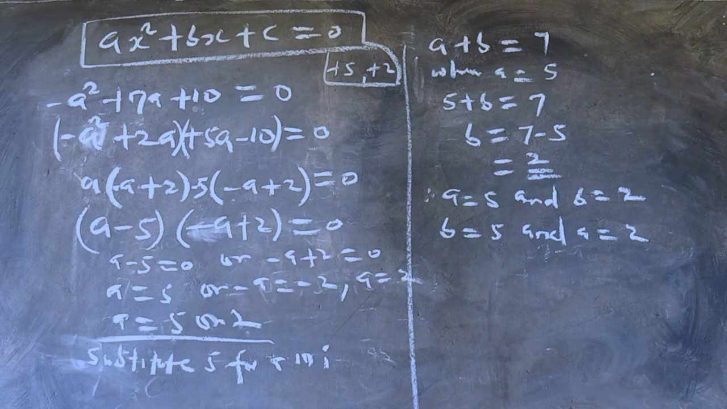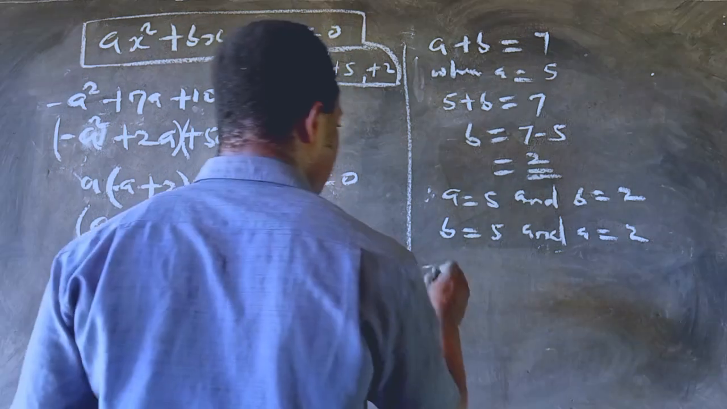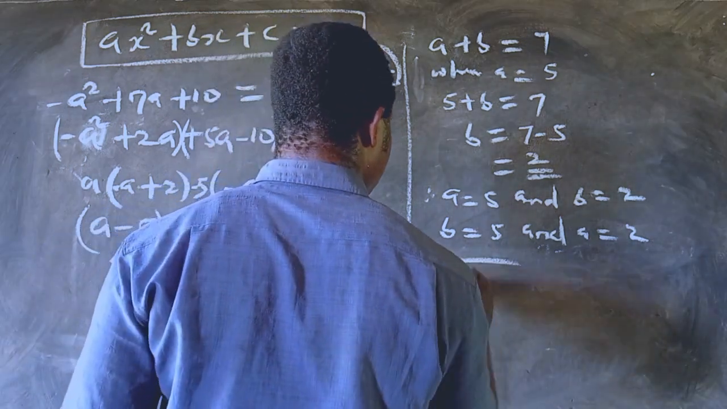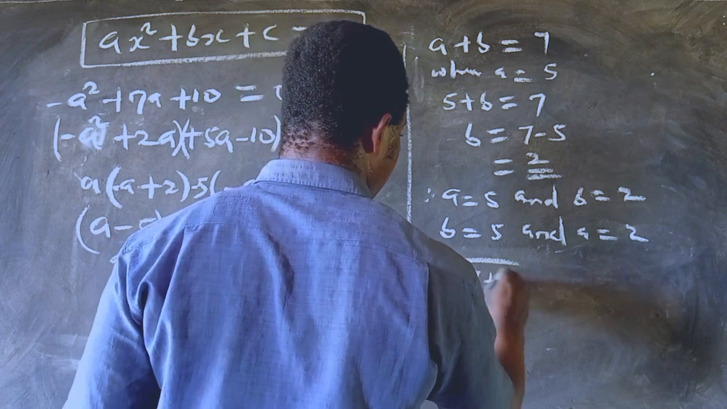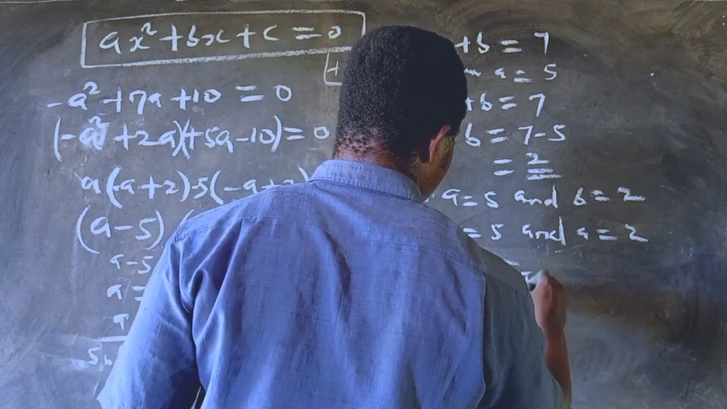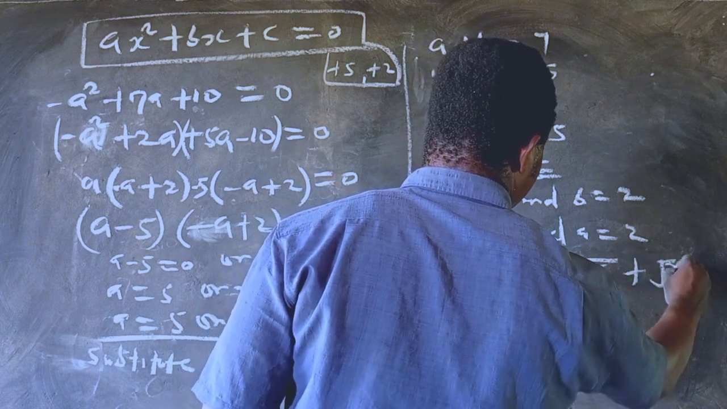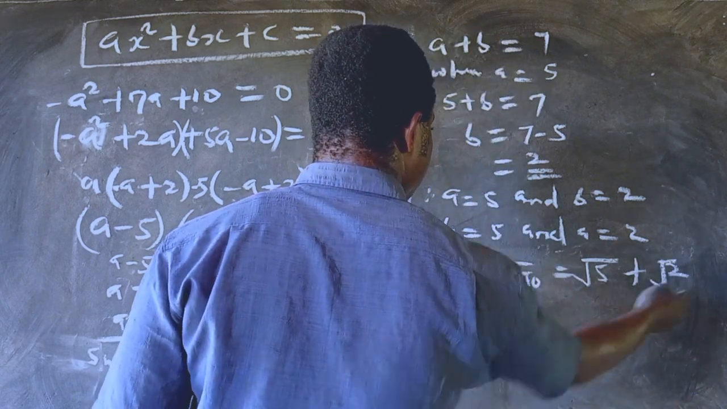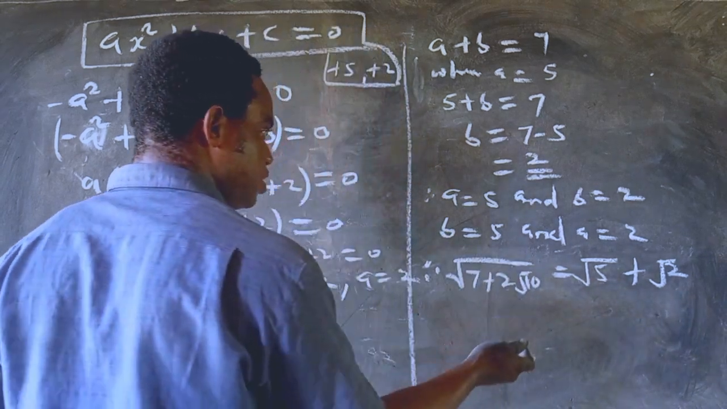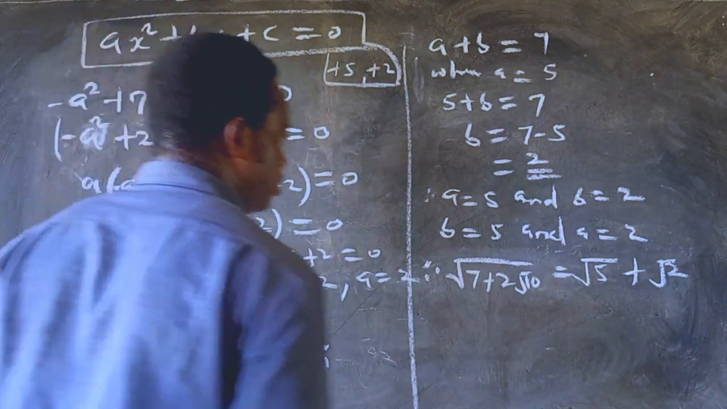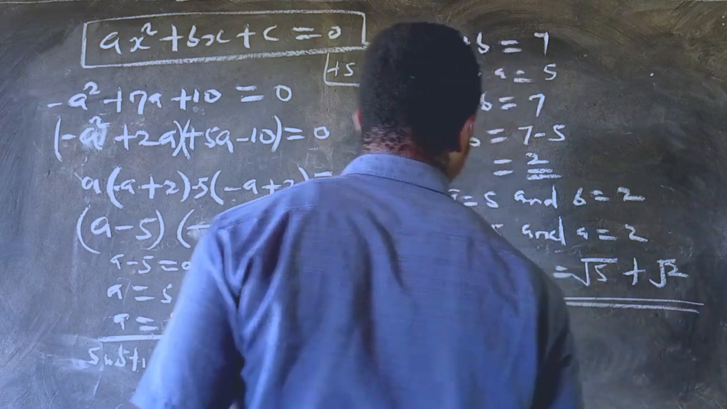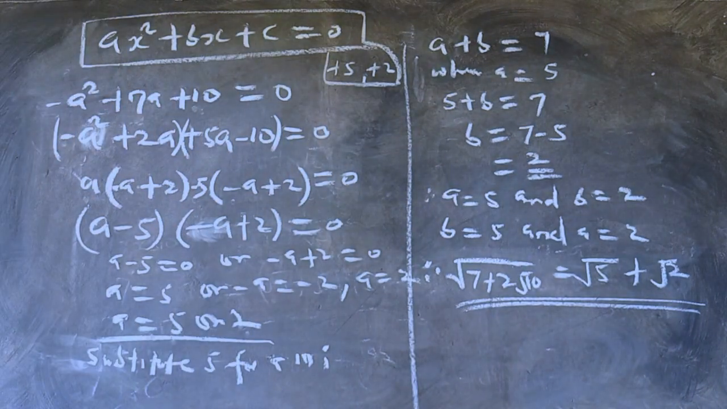Remember how we wrote that earlier on in the problem. So we can now conclude the solution to this problem, that the square root of 7 plus 2 square root of 10 is equal to square root of 5 plus square root of 2. And those are the two constants. And by now, we have reduced the expression into a simpler form. And there you have it.